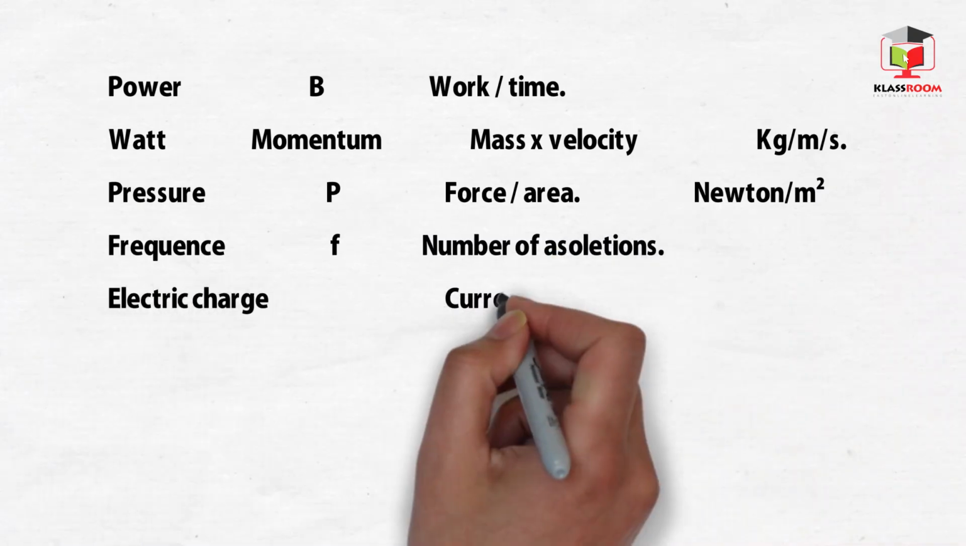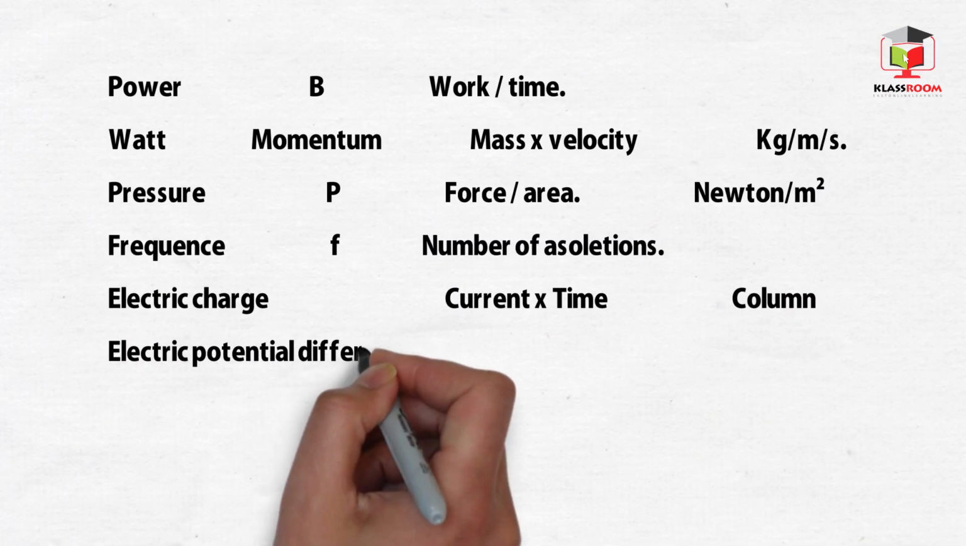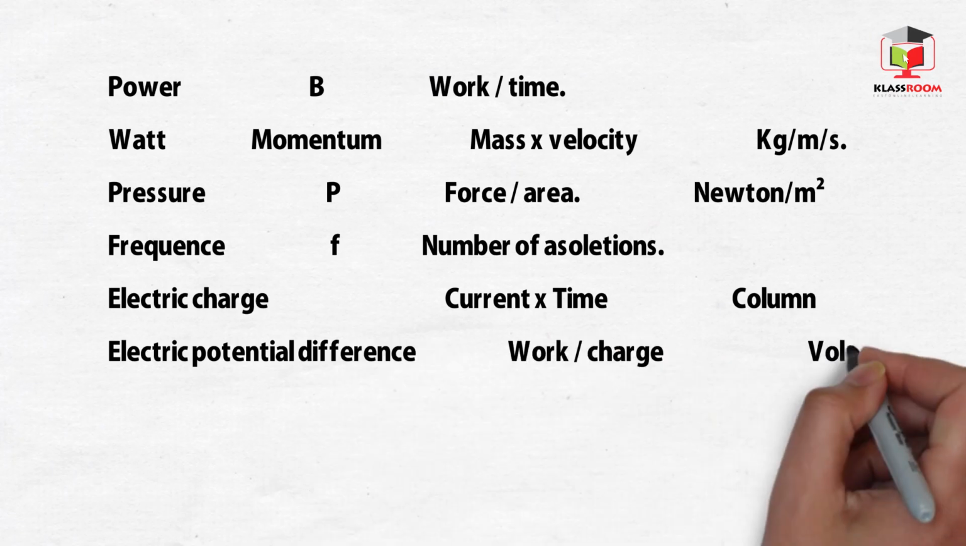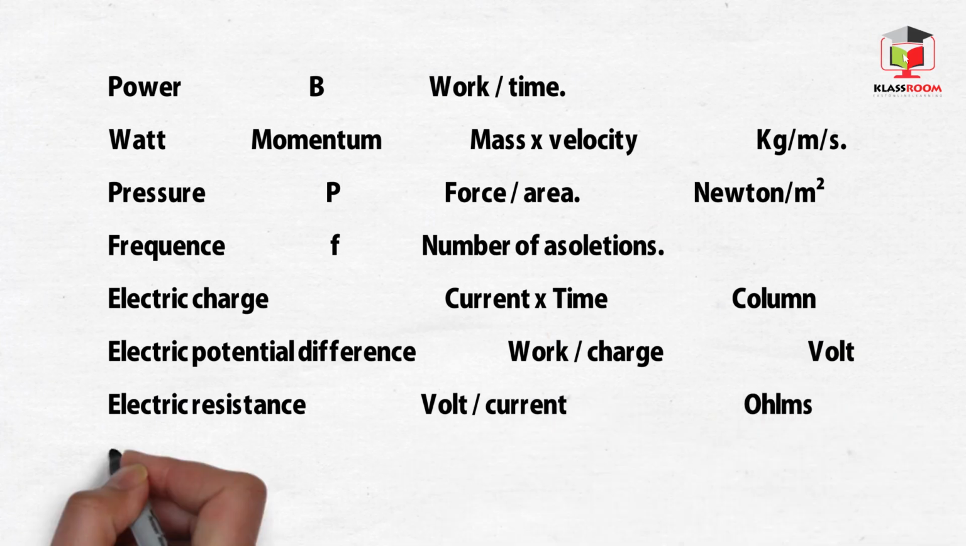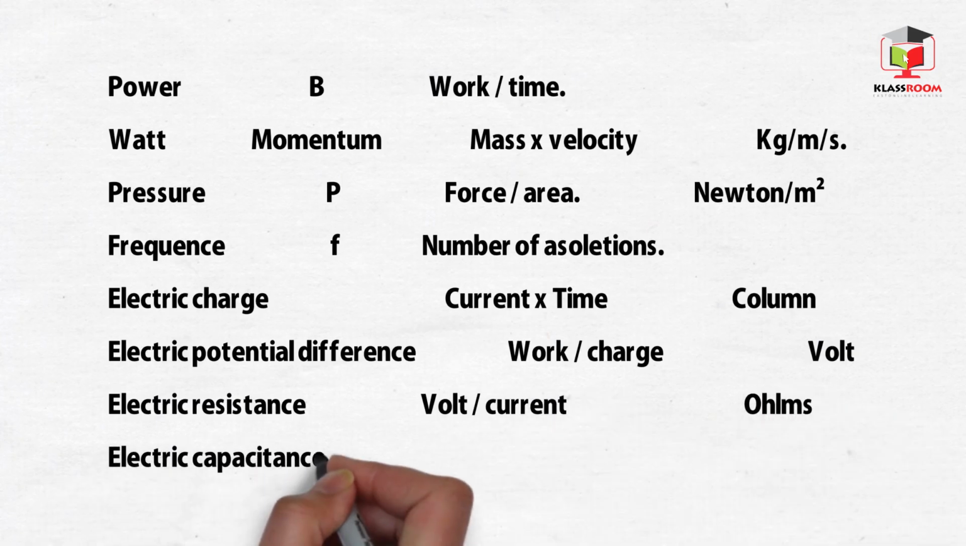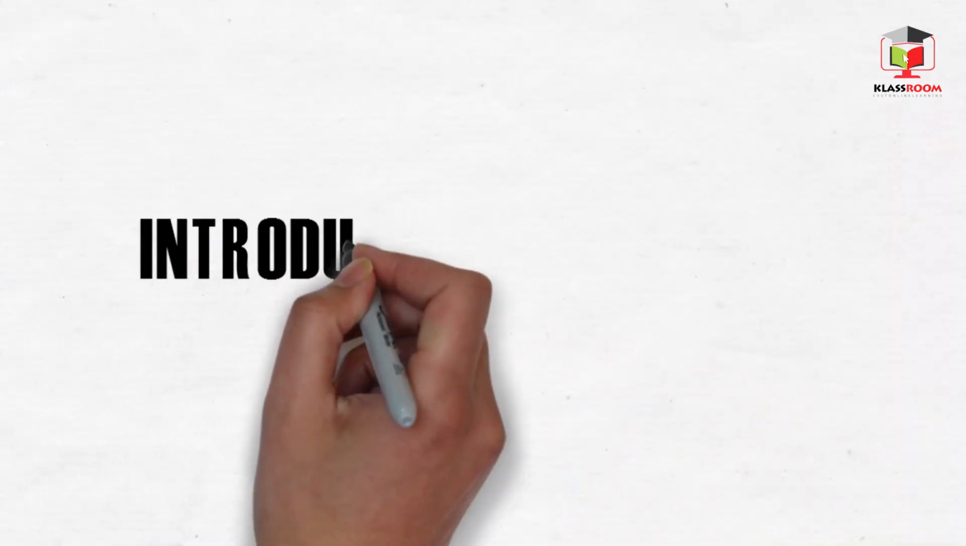Frequency, f: number of oscillations. Electric charge: current times time, measured in coulomb. Electric potential difference: work over charge, volt. Electric resistance: volt over current, ohms. And then electric capacitance: charge per voltage, which is measured in farads. That is the end of the introduction to physics.